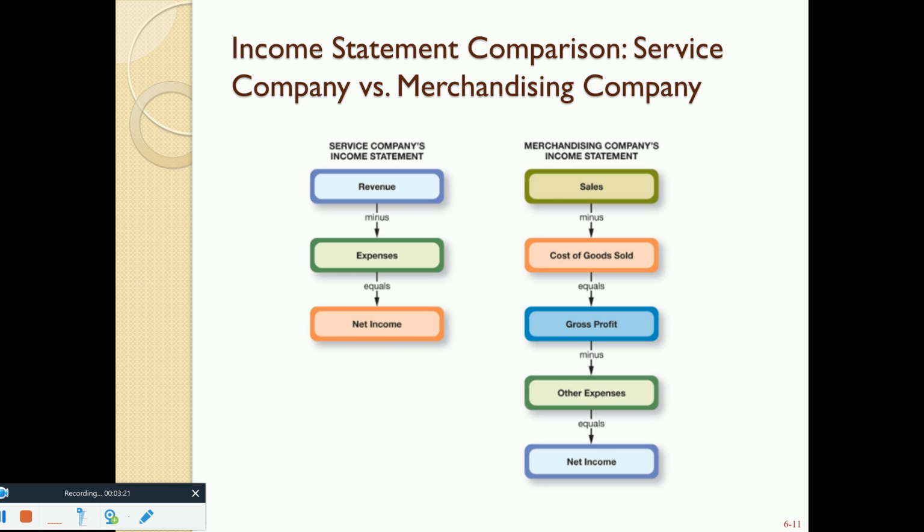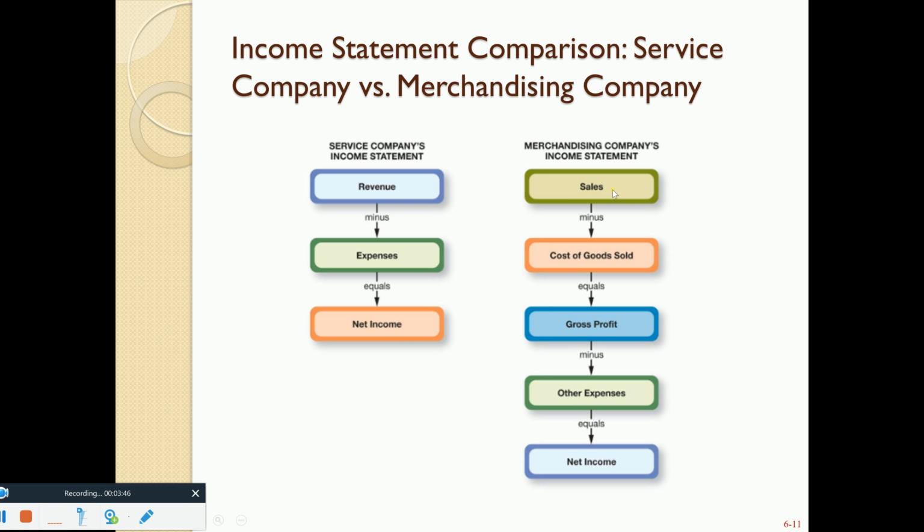Well, what the cost of goods sold is, basically, it's the expense of the inventory that we sold. So once we sell the inventory, whatever our cost was for buying that inventory and holding that inventory, we will record it as an expense, and that expense is called cost of goods sold. Because of that, we have this new subtotal called gross profit.